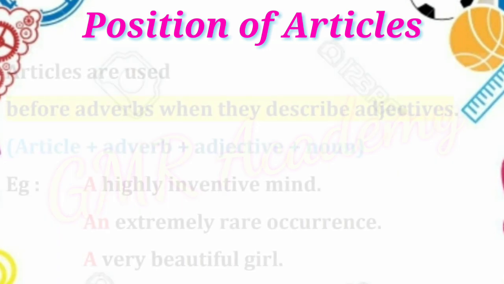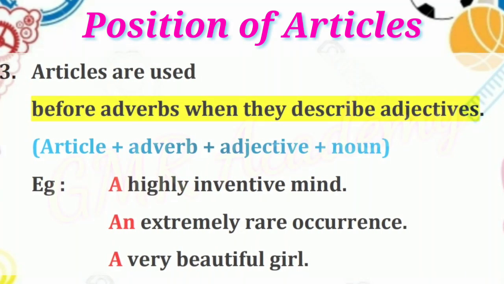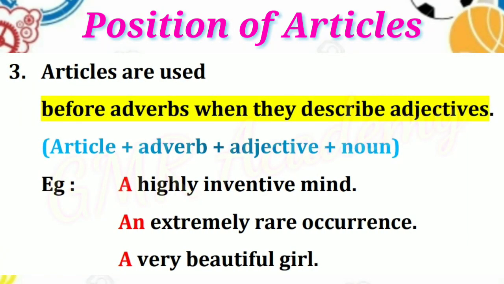Articles are used before adverbs when they describe adjectives. Structure: article plus adverb plus adjective plus noun. Example: a highly inventive mind. Here, a is the article, highly is an adverb, inventive is an adjective, mind is a noun. Like this, an extremely rare occurrence: occurrence is a noun, rare is an adjective, extremely is an adverb, and an is the article. A very beautiful girl: girl is a noun, beautiful an adjective, very an adverb, a the article.